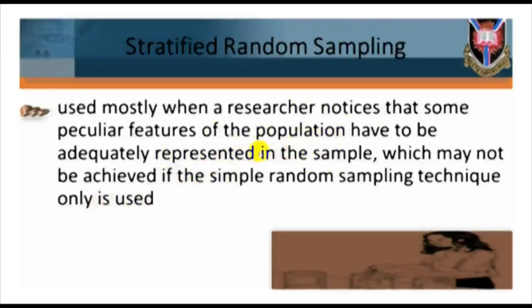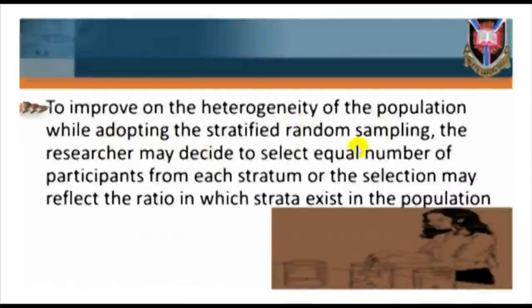This sampling technique is used mostly when a researcher notices that some peculiar features of the population have to be adequately represented in the sample, which may not be achieved if the simple random sampling technique only is used. The simple random sampling may not reflect the heterogeneity of some populations.